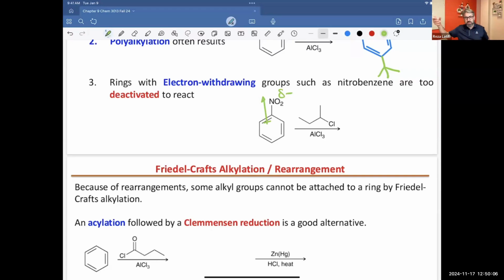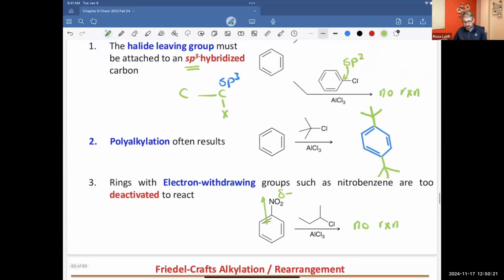So what happened? We pulled the electron density of the ring, and because we pulled it, now the ring is less capable of donating electrons to an electrophile. So I'm going to say this reaction is not going to happen. No reaction. Okay. So again, let's review.